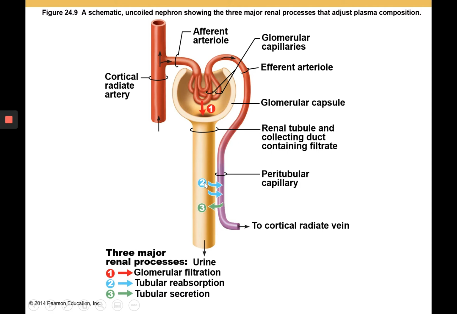Then we're going to have step 2, or tubular reabsorption, reclaim most nutrients. And then any waste products or breakdown products of drugs will move into the renal tubule system via tubular secretion. So this is a good image to use in order to study the 3 major renal processes that adjust plasma concentration of blood as we first filter, then reabsorb, and then secrete it in order to create urine.